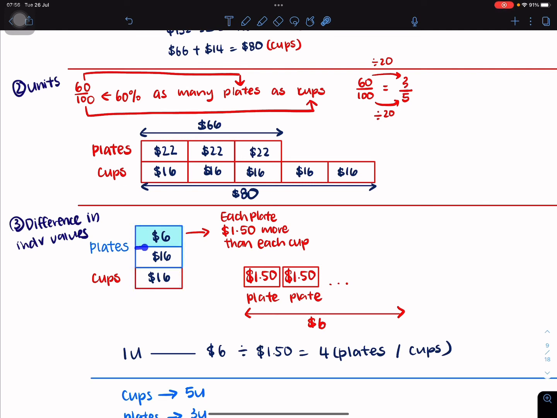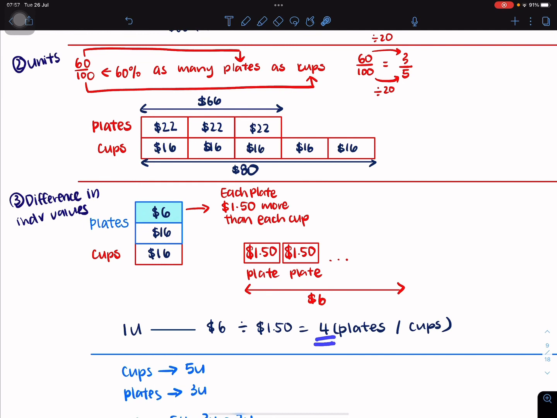Okay, why did I draw them separately? It's because this is assuming that all the plates cost the same as all the cups. Okay? But in reality, they do not. The question said that they are more expensive. Each plate is $1.50 more expensive than each cup. That's why you've got this extra $6. And this extra $6 will tell us one unit has how many plates. One plate, $1.50, $1.50, $1.50, total gives you $6. So we can find that one unit is actually 4 plates and 4 cups. 4 plates over here, 4 plates here, 4 plates here, 4 cups, 4 cups, 4 cups.